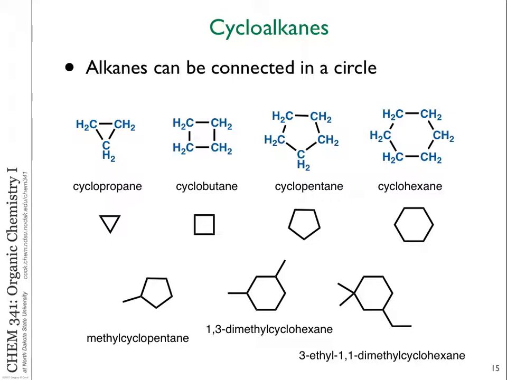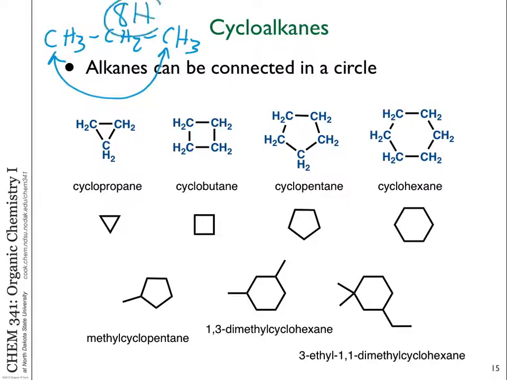What would we have to do to take propane and make it into a cyclopropane, for example? So what's the molecular formula for propane? CH3, CH2, CH3, right? That's propane. Well, if you wanted to connect these end carbons now, how do you make a bond? You have to remove something. You remove 1 hydrogen from each of those. So instead of having 8 hydrogens like we do with propane, cyclopropane only has 6 hydrogens.